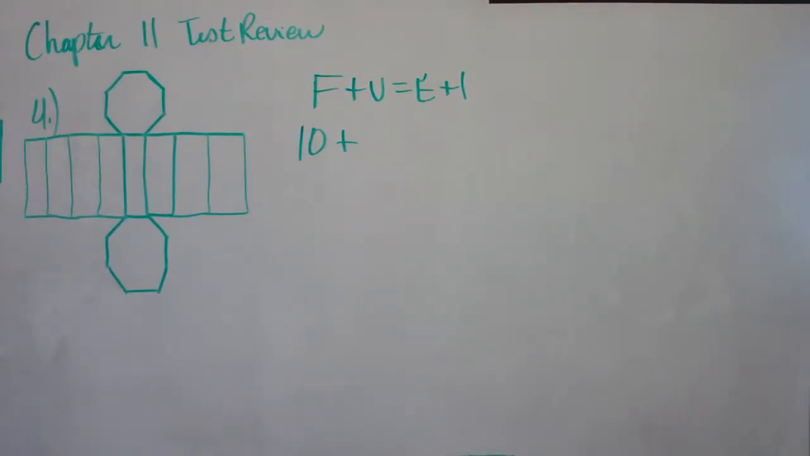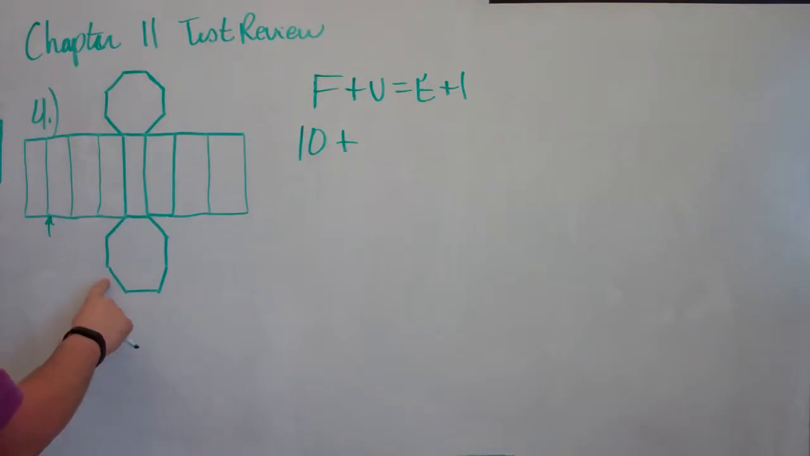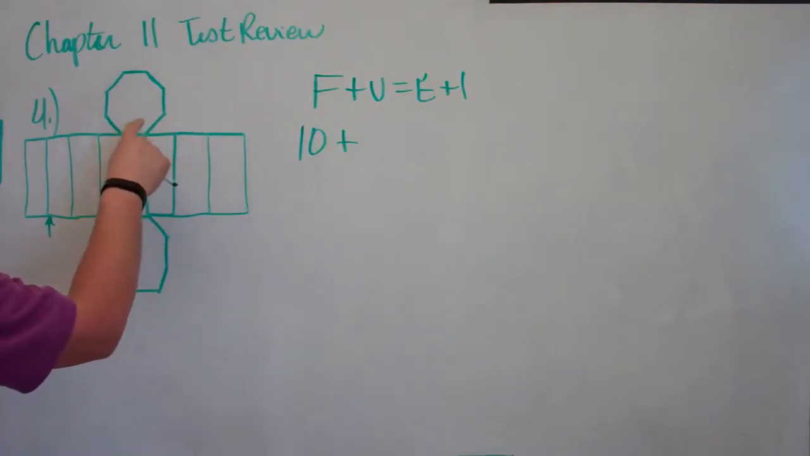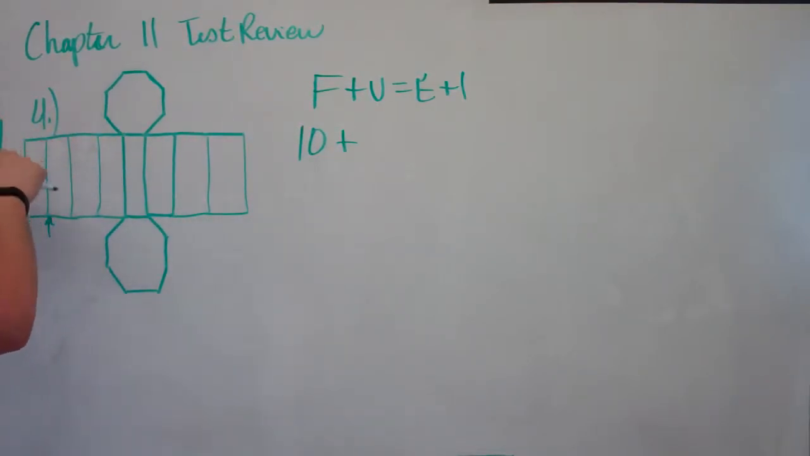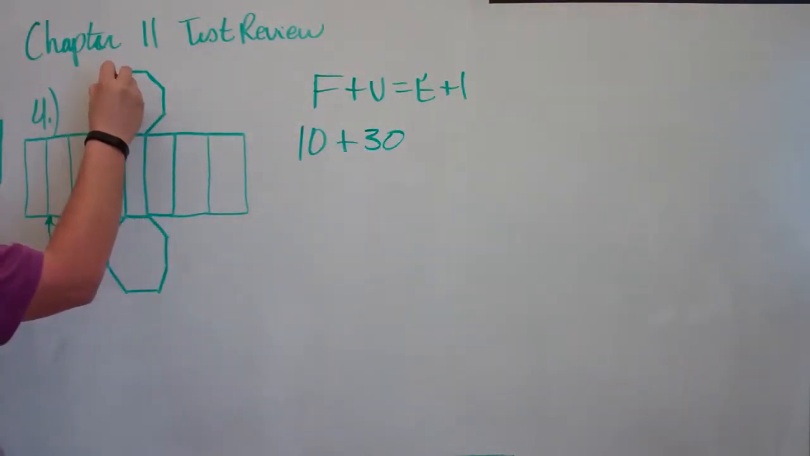Now, the next are vertices, so you count all the points. All right? Now, even though there's not technically a point right there where these two edges meet, it's still considered a vertice. All right? So we have 1, 2, 3, up to 30. We have 30 vertices.